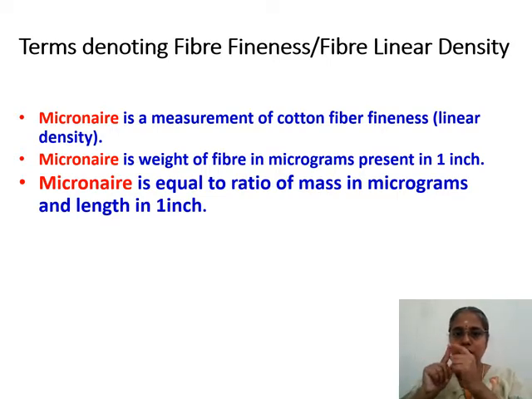We will not take 1 inch of fiber and weigh it. If you weigh it, you will get it right. But a bunch is taken, and some indirect means are used for measuring the weight and length. So this is nothing but the ratio of the mass in micrograms and length in inches, in 1 inch. So it is an important terminology used for cotton fiber fineness measurement. Most of the instruments measuring cotton fiber fineness will tell the results in micronair or microgram per inch.